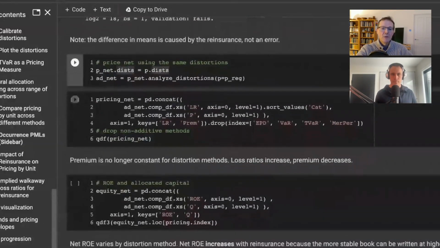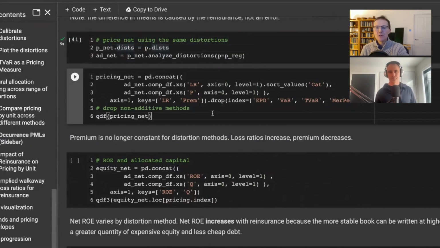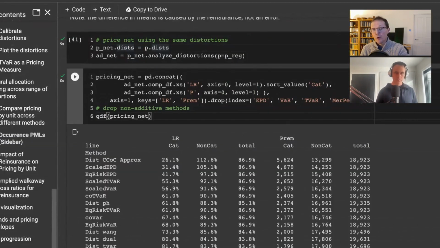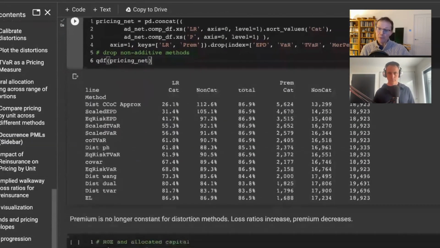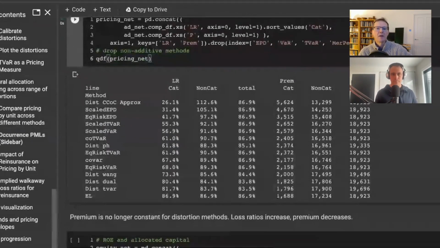So now what we can do is, we're sort of imagining that these distortions there's a capital market, and the distortions price how capital market players charge for their capital, right? So they don't care whether it's gross or net. You'll just need a different amount of capital. So let's use the same distortions that we calibrated on the gross book. Let's apply those to the net book and see what we get. Okay. So this is what we're getting here.